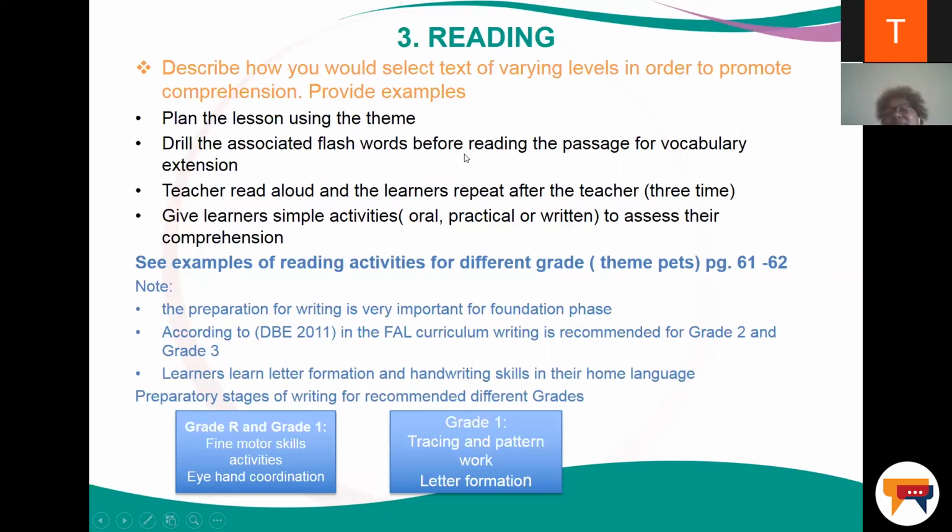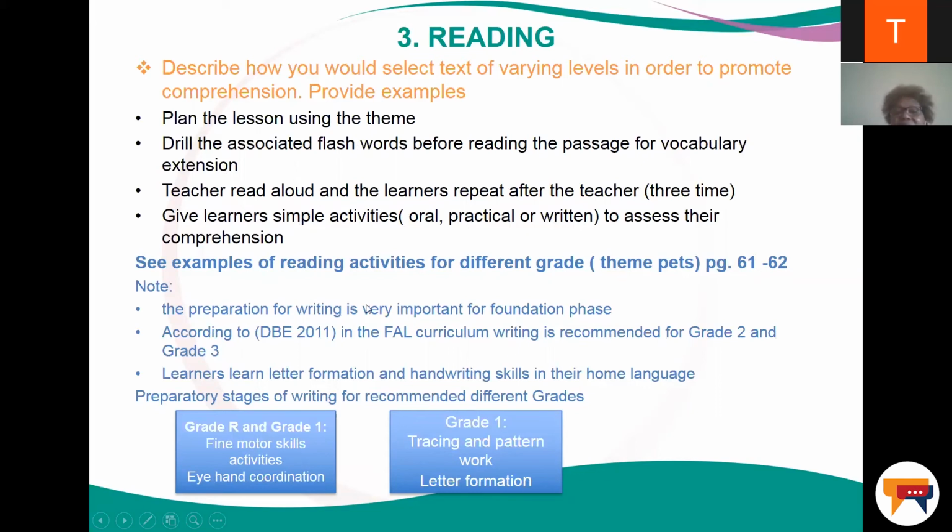So the levels must always vary. Your grade 1 level will differ from grade 3. Your grade 2 will vary from grade 3, those activities. Give learners simple activities that are practical to assess. See examples of reading activities for different grades.